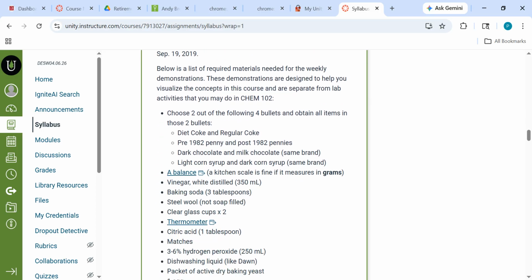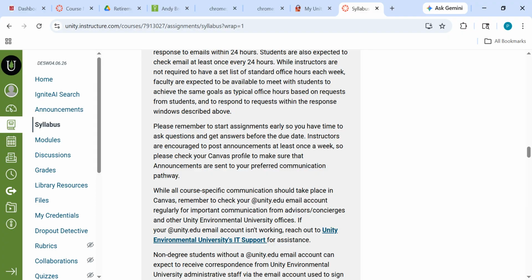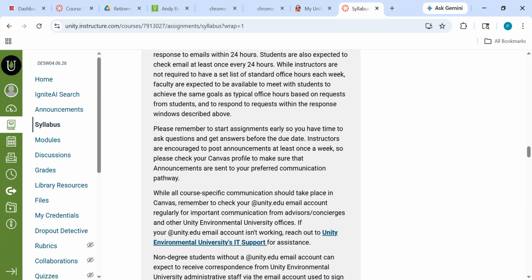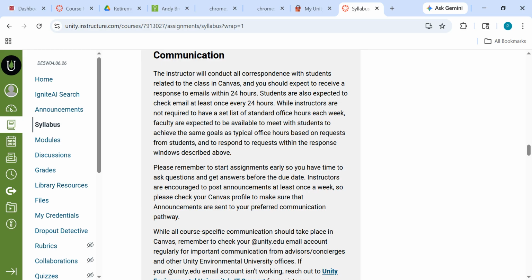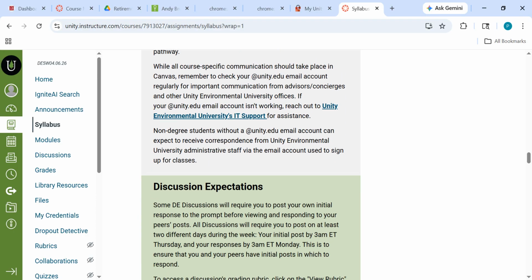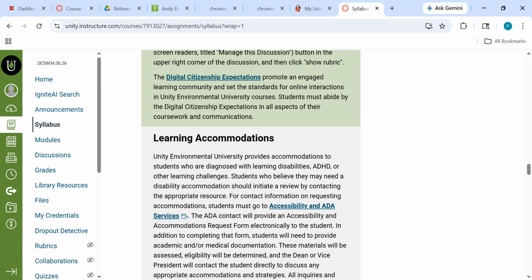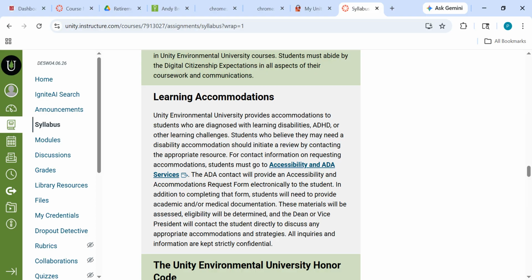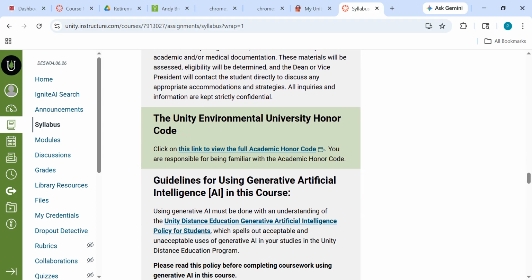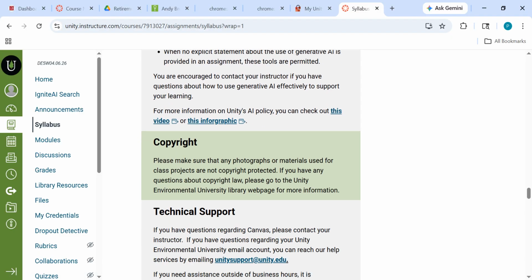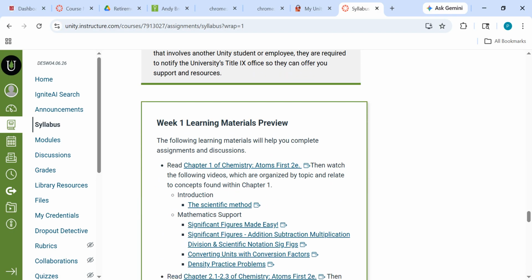The textbook, we talked about it, is here. Communication, how to get in contact with me: students are expected to receive a response to email within 24 hours. So again, if you do not get a response, please be sure to double check with me. Discussion expectations: the first batch of discussion is due on Thursday, 3 a.m. Eastern Time, which is midnight Pacific Time, where I am. Learning accommodation, if you need them, be sure to check with ADA services. So guidelines are here, copyright information, and what you need for the course.